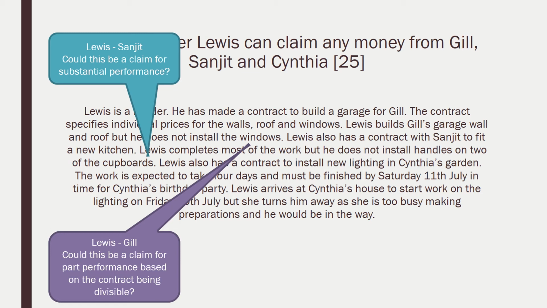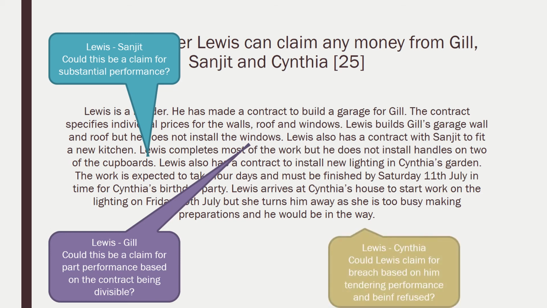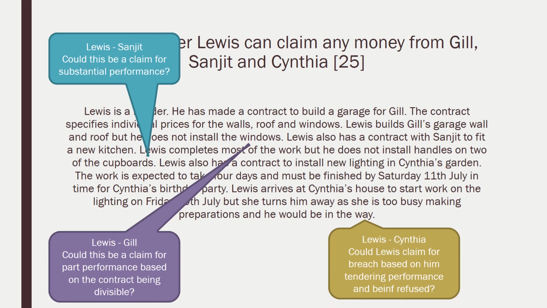Okay, then the final one. Lewis has a contract to install new lighting in Cynthia's garden. The work is expected to take 4 days, must be finished by Saturday, the 11th of July, in time for Cynthia's birthday party. He arrives at Cynthia's house to start work on the lighting on the 10th. Okay, she turns him away. Now, the question here is whether Lewis could claim that he's tried to perform the contract and, sorry for my typo there, has been refused.